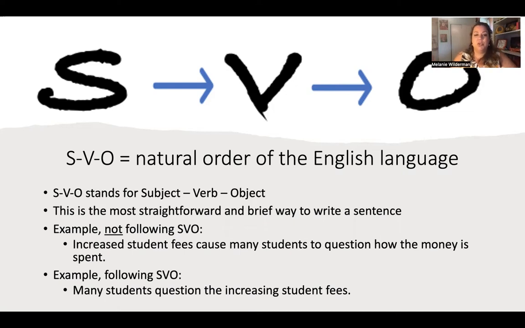So: many students question the increasing student fees. Great. Students, subject; question, verb; fees, object. Students, question, fees. That's what this sentence really is about. When you look at these two sentences, you can see that the second one, which gets the idea of what the sentence is about up front, is shorter, more concise, more brief. That's what we want.